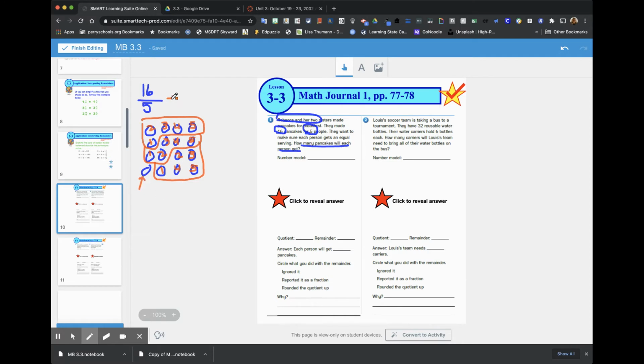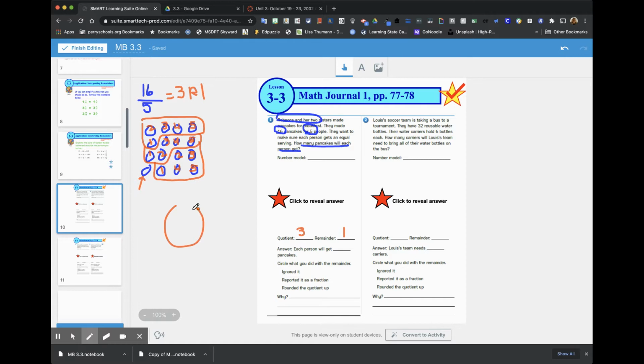So I see that 16 divided by 5 is 1, 2, 3. Each person gets 3 with a remainder of 1. Okay? So down here, I'm going to say the quotient is 3, remainder 1. But I want to decide how many pancakes each person will get. Do I ignore it, report as a fraction, or round it up?